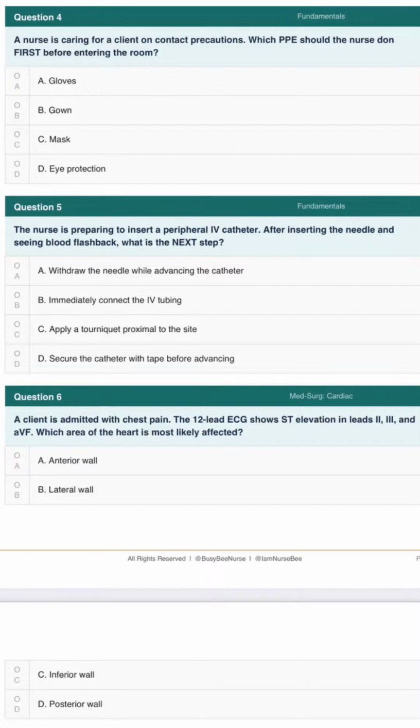Now, the other options wouldn't be good, like leaving the needle in place. That's a risk for vein perforation. We never leave the IV catheter needle in place. Once you get that poke, get that flash of blood, you withdraw the needle and thread that catheter into the vein. Okay, you never leave a needle in the vein. Always remember that.